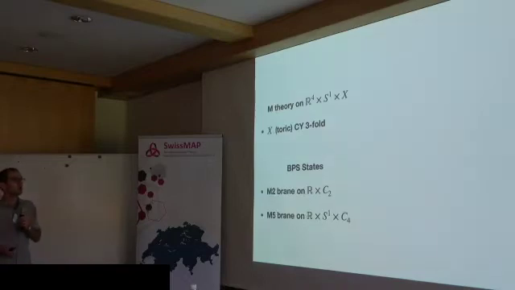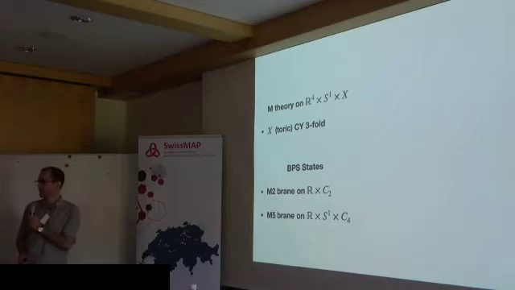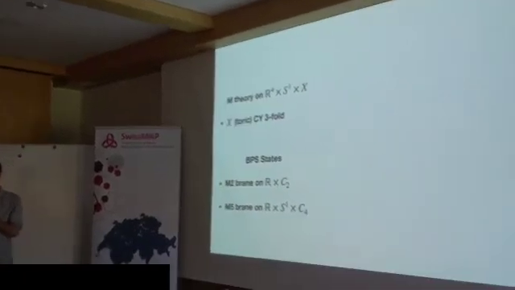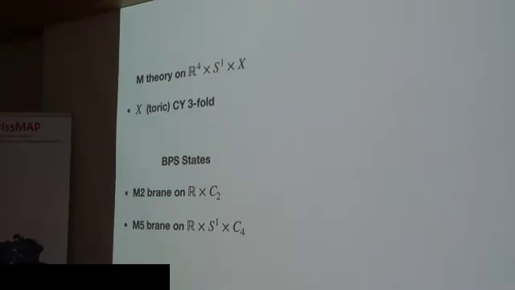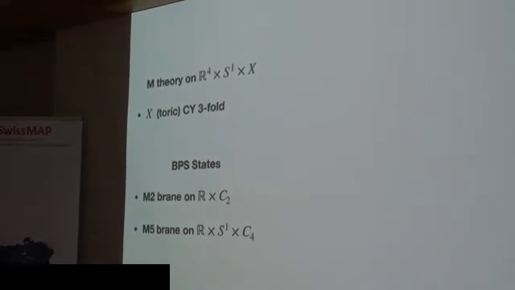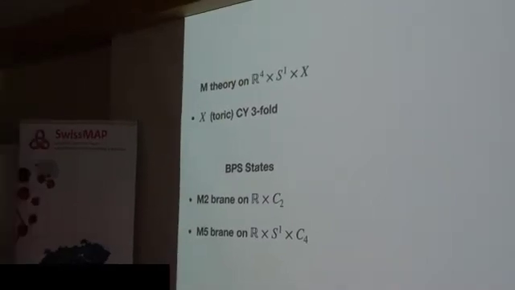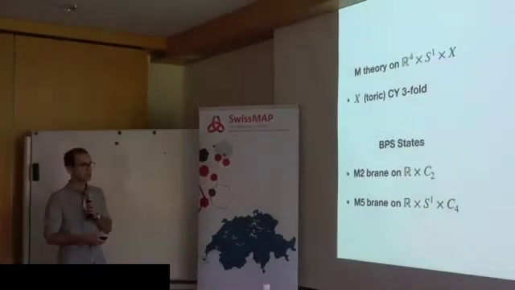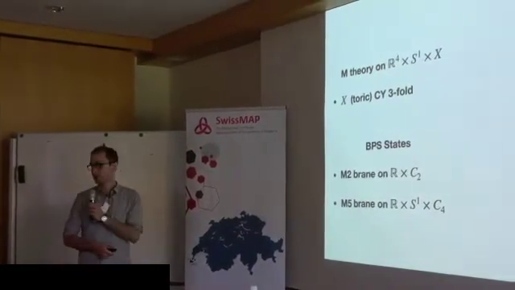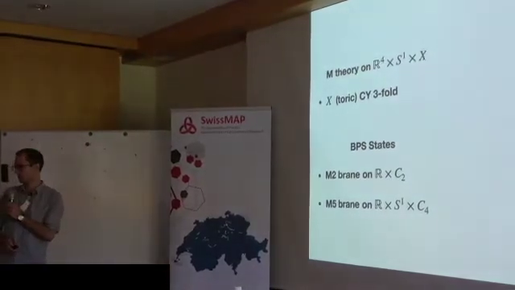So now let me specialize to a specific setup that we're going to study in the rest of this talk. I'm going to consider M theory on a background which is R^4 times S^1 times X, and I'm going to choose X to be a Calabi-Yau threefold. And for this talk, I'm going to assume it's a toric threefold. This could be relaxed in principle, but we're just going to stick to that. Then, in this background, the BPS states that we're interested in can be engineered with M2 branes wrapping a compact 2-cycle, C_2, times R, or M5 branes wrapping R times S^1 times a compact 4-cycle.